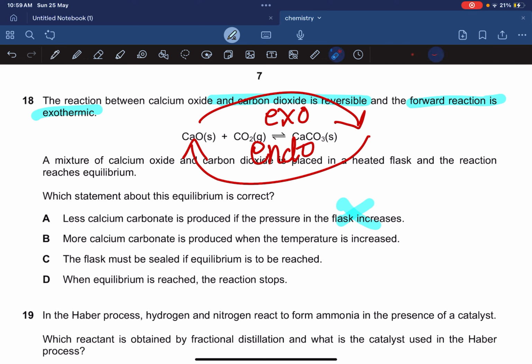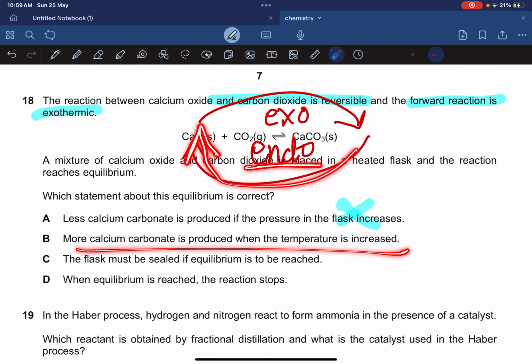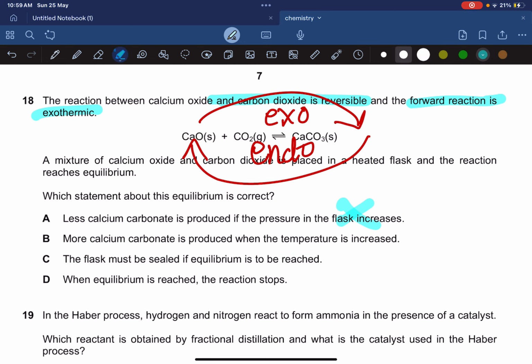Option B: more calcium carbonate is produced when the temperature is increased. No. When the temperature is increased, it's going to move backward. When you increase temperature, the equilibrium moves towards the endo side. It's going to move backward. Less calcium carbonate is going to be formed, hence making option B also incorrect. Option C: the flask must be sealed if the equilibrium is to be reached. That's correct. Whenever you are doing a reaction which involves equilibrium, you always need to have a closed system. A closed system means nothing enters or leaves the system.